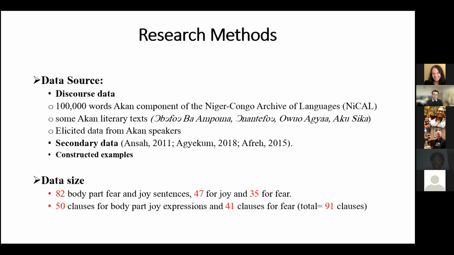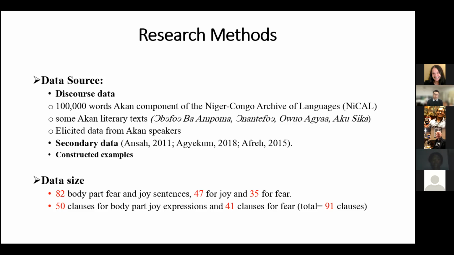Okay, so the data for this study was gathered from these domains. So I have discourse data. I retrieved some from a corpus, although it's not published, but the account component of this corpus is named Niger-Congo Archive of Languages. And then I also retrieved some from Akan Literary Text. And then I engaged some native speakers of Akan in a focus group discussion where I was able to elicit some of these body part fear and joy expressions.